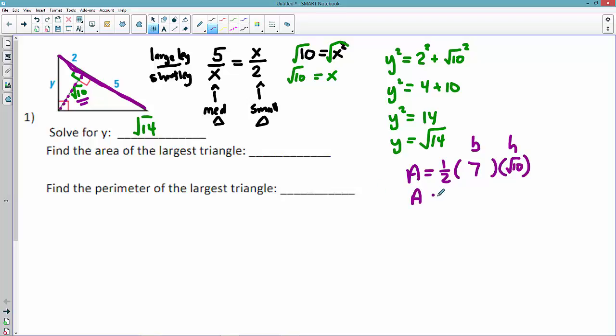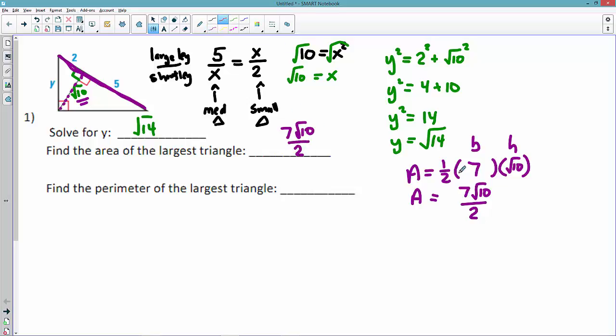And finally, I get this. Now, none of these things work together well. 7 and 1/2 is 7/2. And radicals can't be multiplied by numbers. Okay? So I end up just getting 7 radical 10 over 2. That's the nice fanciest way to write the answer, okay? 7 radical 10 over 2.